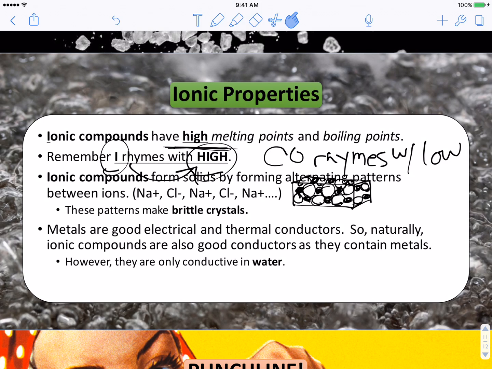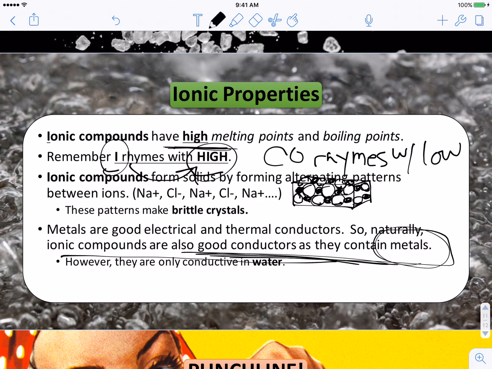And they're also good conductors. So covalent compounds are not good conductors, they're poor conductors. Ionic is actually a pretty good conductor because they contain the metals. Metal's a good conductor. It conducts electricity. It conducts heat. That's why you don't touch a hot skillet when you're cooking. So as long as we have a metal involved, we're going to be a decent conductor of heat and electricity. However, they're only conductive in fresh water.